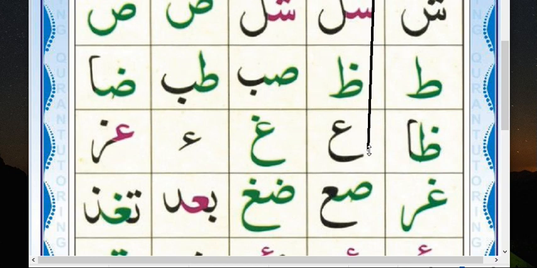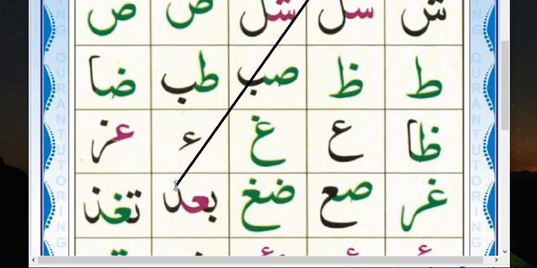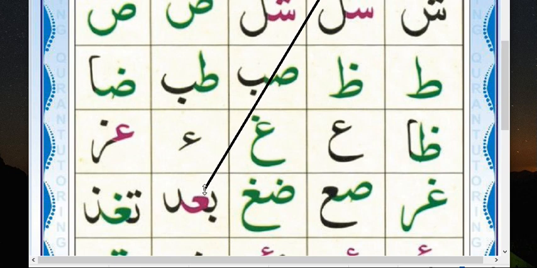Ain za. Ghain ra. Ba ain dal. This is a different shape of ain. You can see ain. You must remember this shape. This shape is also used in the Quran Pak.